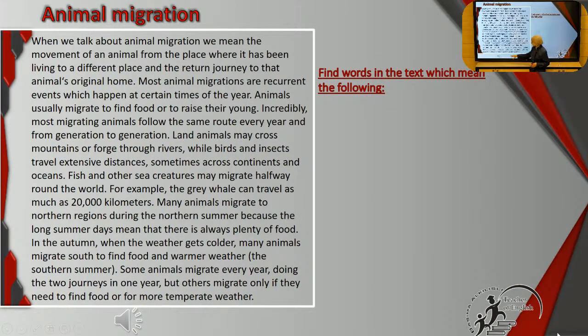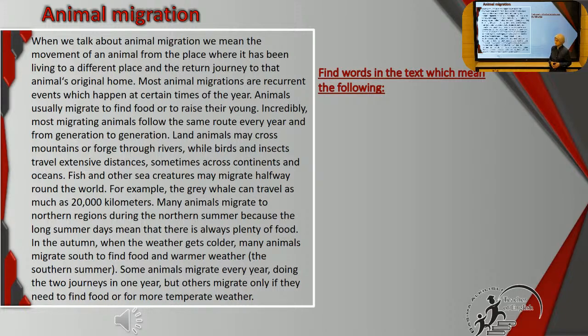Okay, now let's listen to the article. Migration. When we talk about animal migration, we mean the movement of an animal from the place where it has been living to a different place and the return journey to that animal's original home. Most animal migrations are recurrent events which happen at certain times of the year. Animals usually migrate to find food or to raise their young. Incredibly, most migrating animals follow the same route every year and from generation to generation.